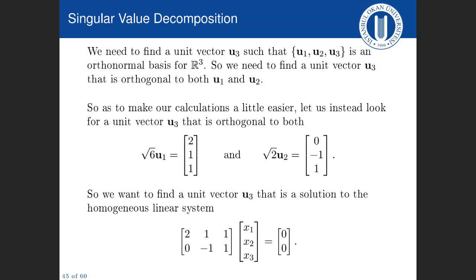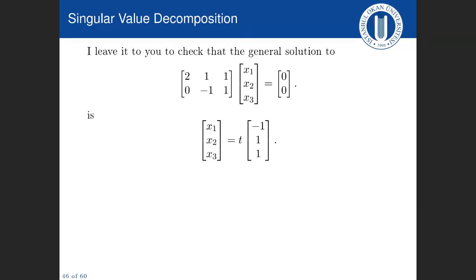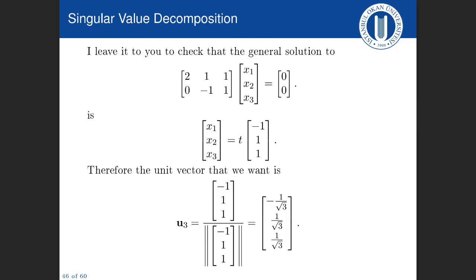You know how to solve linear systems. We did it all the way back in lecture one. So I'm going to leave it for you to check that the general solution to this homogeneous linear system is some number t multiplied by minus 1, 1, 1. So the unit vector that we want is going to be minus 1, 1, 1 divided by the norm of minus 1, 1, 1. We want the unit vector minus 1 over root 3, 1 over root 3, 1 over root 3.